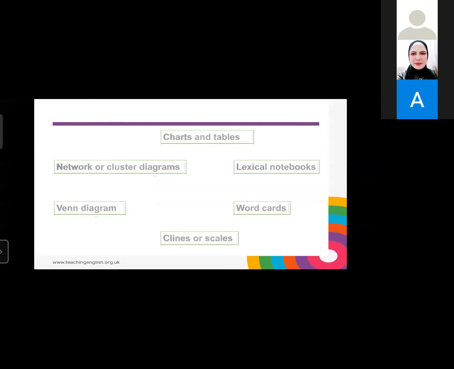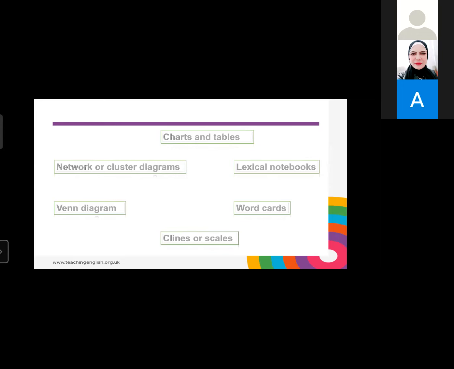So here again, charts and tables, network or cluster diagrams. And the network is very famous with us inside our classes. When we draw a net on the board, we write a word in the middle and we draw some lines in different directions and ask the learners to tell us about this word. For example, we write school. The children try to think of pencil, pen, desk, teacher, table, classroom, playground, and so on.